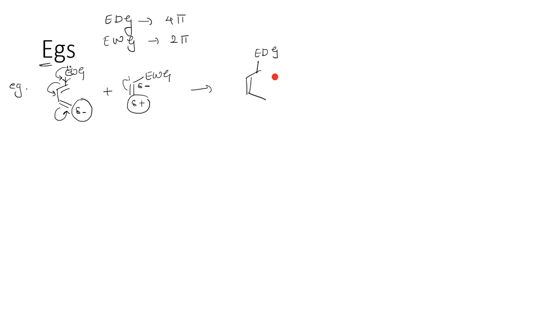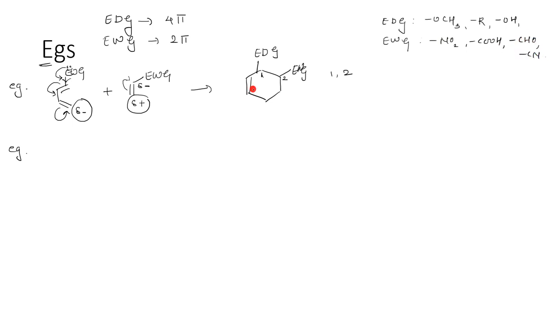This is your original diene structure. This is the new bond formed, and this is your electron withdrawing group. So what is this addition? A 1,2 type of product is formed. Now let's take an example. What are the different electron donating groups? OCH3 is an electron donating group. Alkyl group is electron donating. OH is an electron donating group. These are some examples of electron donating groups. Halogens are there. Then electron withdrawing groups, for example NO2, COH, CHO, CN. So let's take some example.